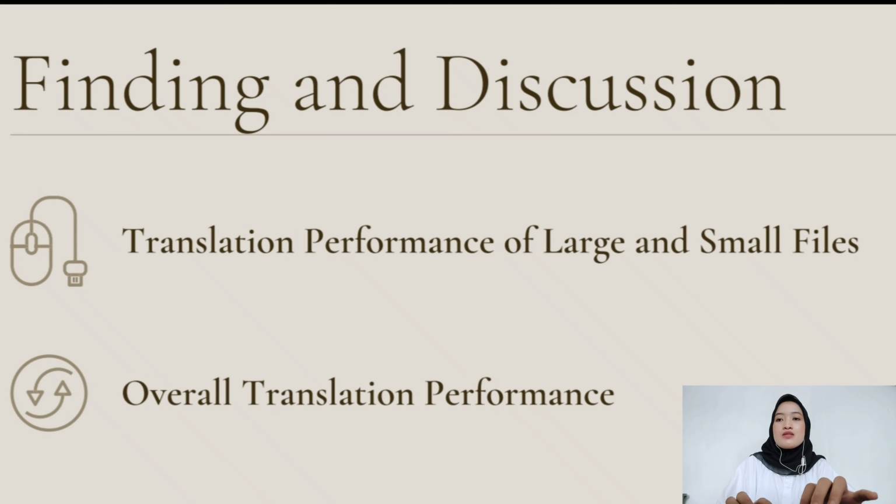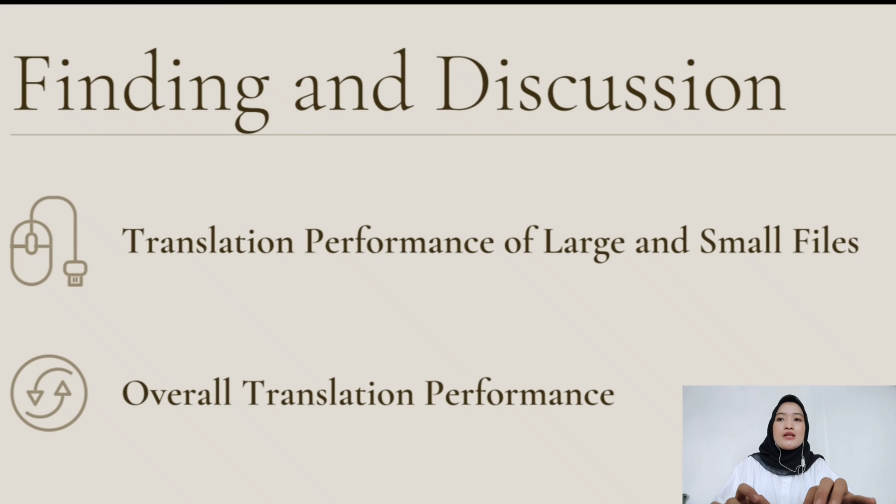And the next is finding and discussion. The first is translation performance of large and small files. This one performs experiments based on the above parameters. Select the computer-aided translation optimization system and the traditional optimization system studied in this article. Analyze the translation time of small files and large files, and perform specific analysis of the performance of the two systems based on the experimental results.